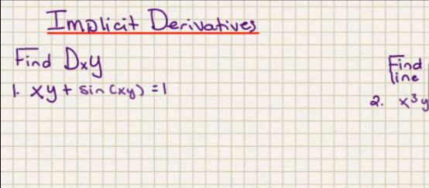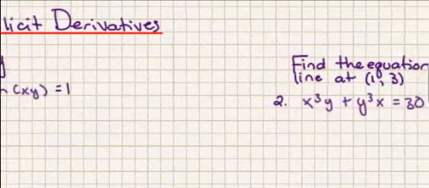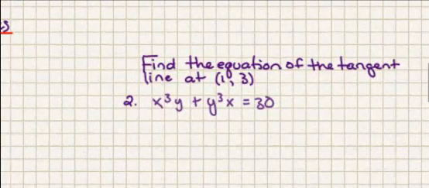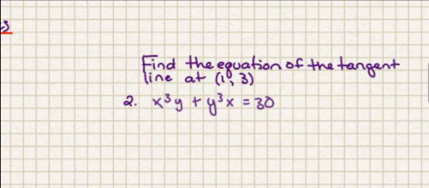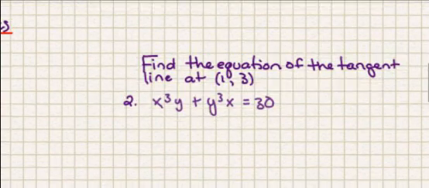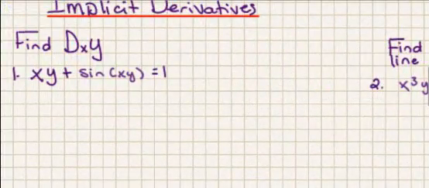Hi, this is another lesson on implicit derivatives. For the first question, we're going to find the derivative of y for the equation x times y plus sine xy equals 1. And for the second question, we're going to find the equation of the tangent line at the coordinates (1, 3) for x to the power 3 times y plus y to the power 3 times x equals 30. So we'll start with the simple one.